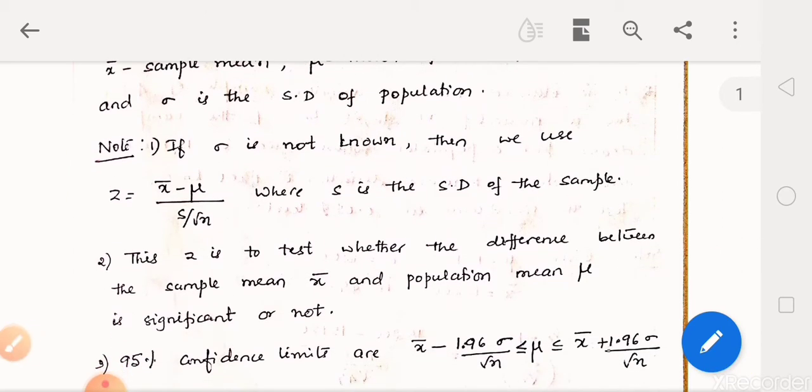Second, Z is used to test whether the difference between the sample mean x bar and the population mean mu is significant or not.